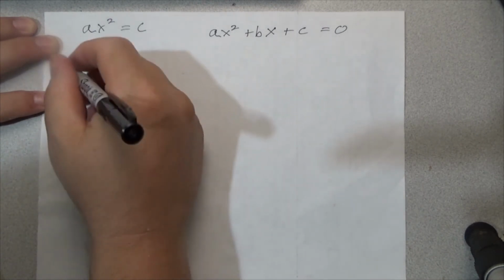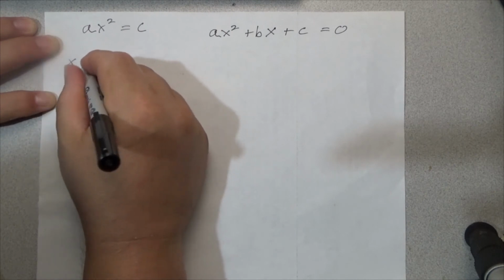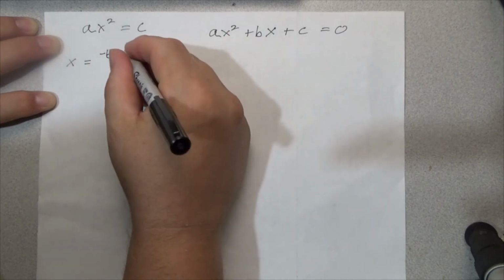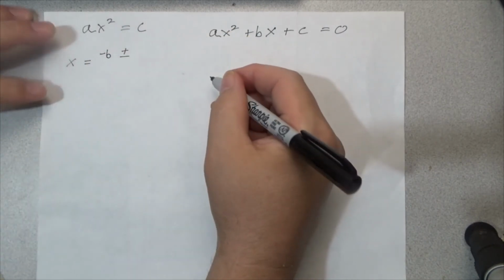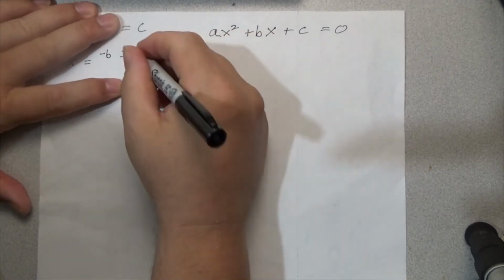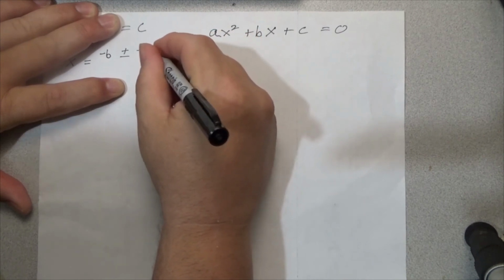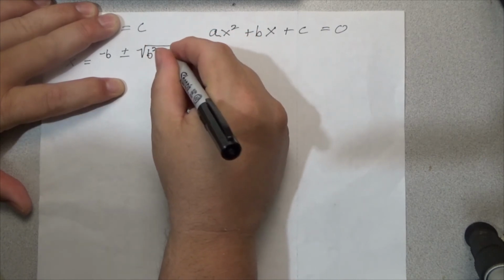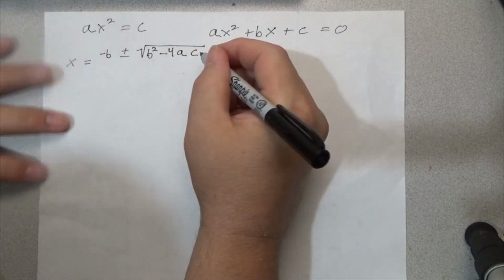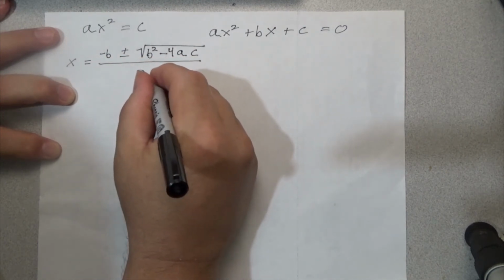The quadratic formula states that x equals negative b plus and minus, that's that plus and minus where we get our two answers from, the square root of b squared minus 4 times a times c, all of that divided by 2a.